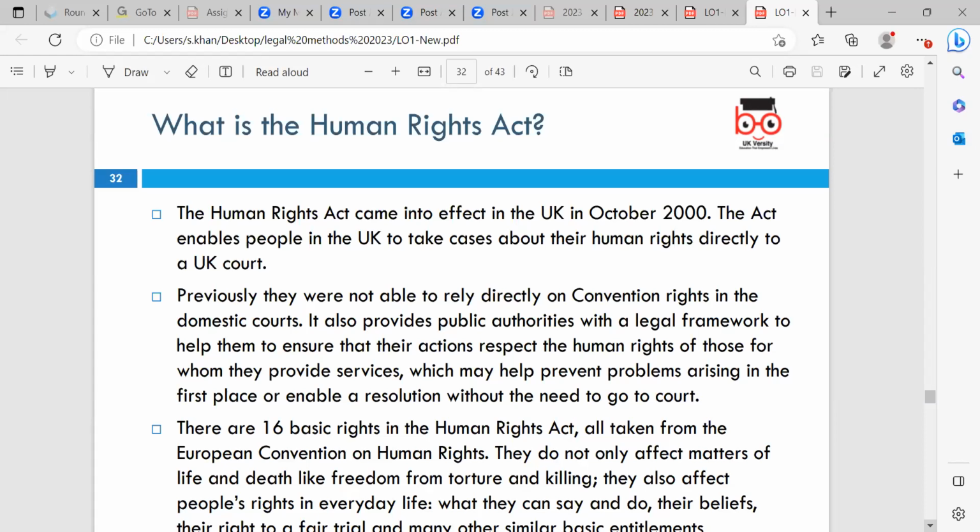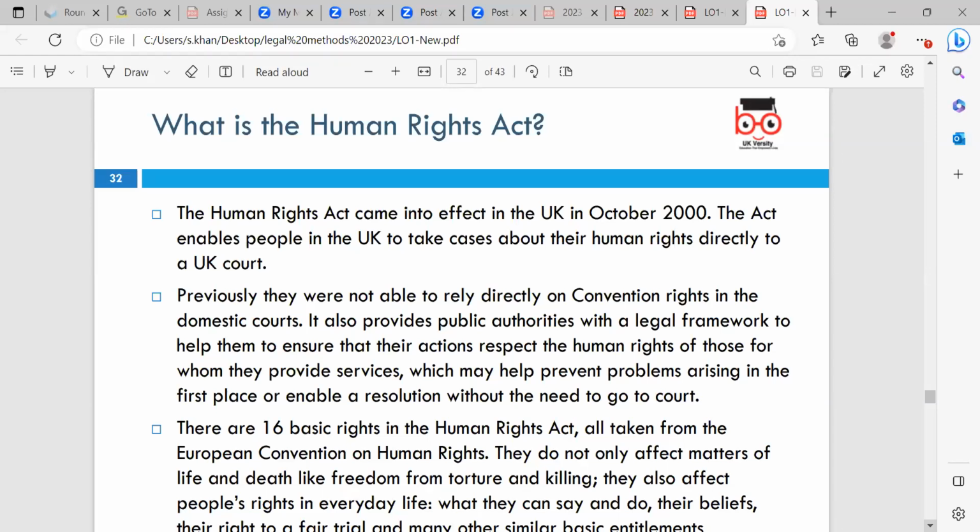Another example is that your human rights can be breached if you follow your religion. Sometimes if you wear a cross and your employer says no, you're not allowed to wear that, or if you wear a headscarf and they say you're not allowed to wear that, that is your right to religion being breached. Okay, so these are some examples that we have in this country.